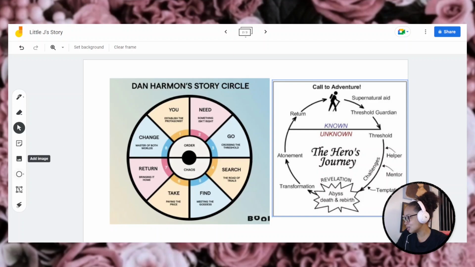Hey, where's my laser? Oh, laser. Okay, so you can see the similarities between the two. Oh, that's why I got rid of my laser.